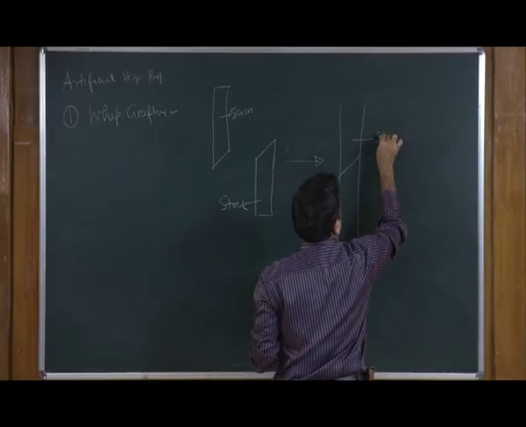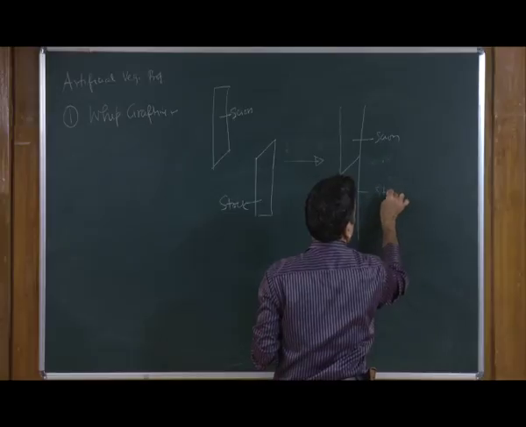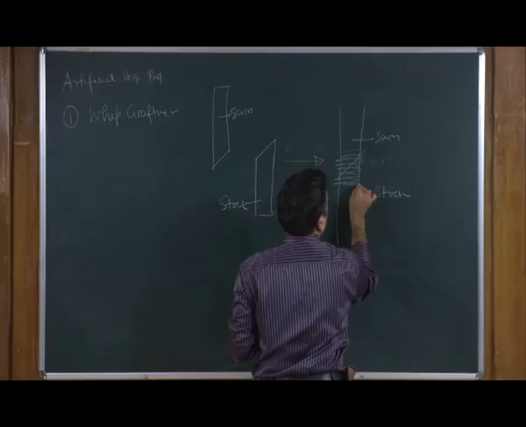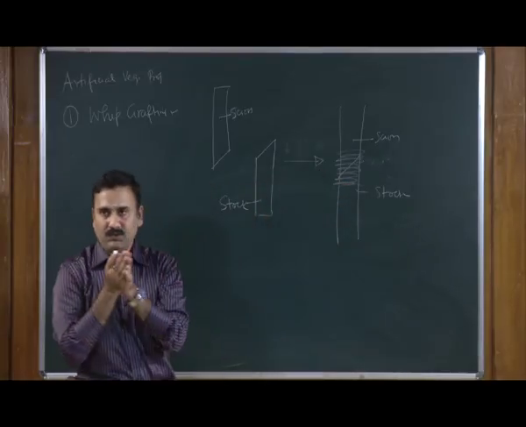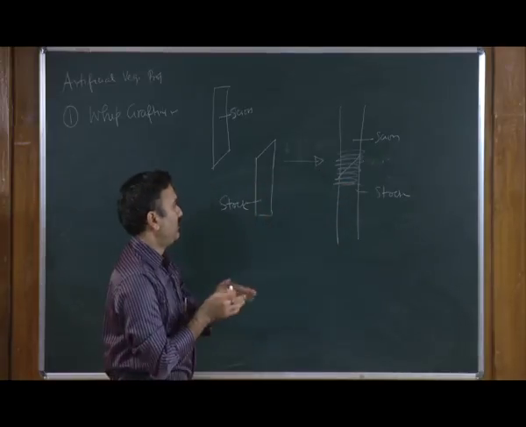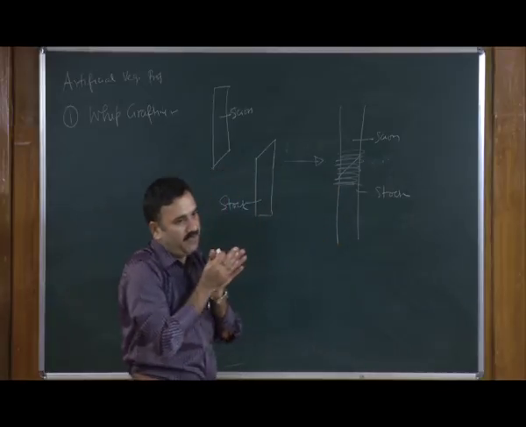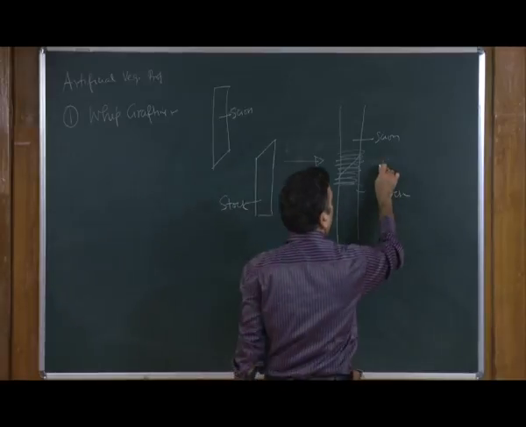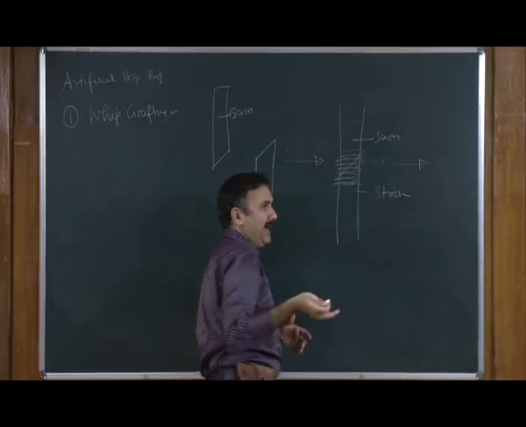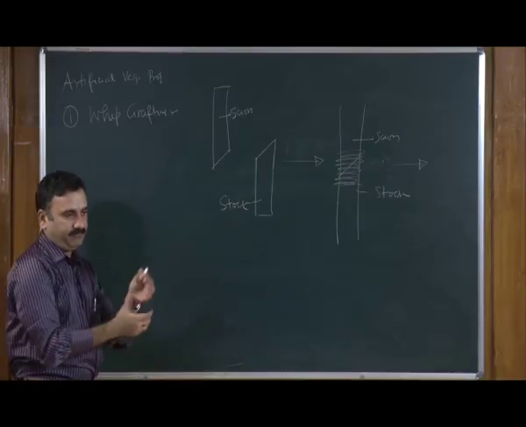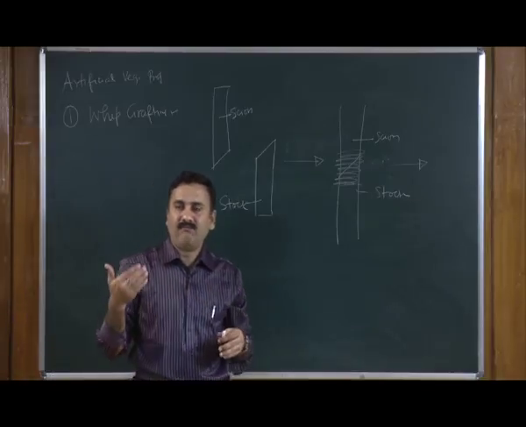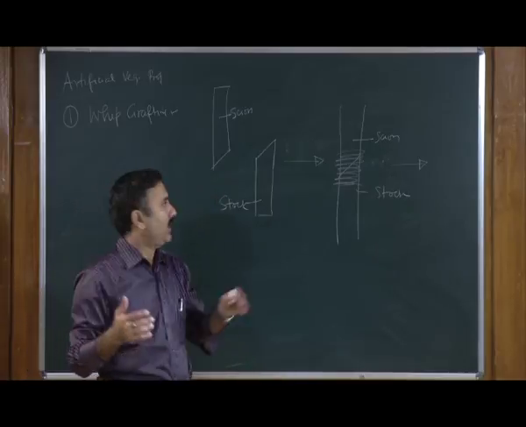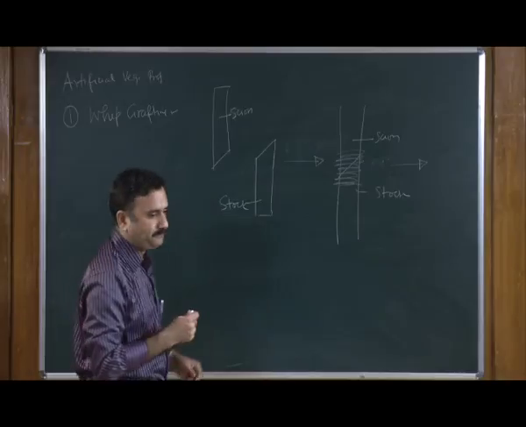So, this is your scion, this is the stock, and then you tie up this joining point, and you just allow the vascular system of stock and scion to mix together, and then ultimately you are going to have the new variety of the particular plant. And there are several examples of mangoes, several examples of guavas, and several other examples where this technique is used.